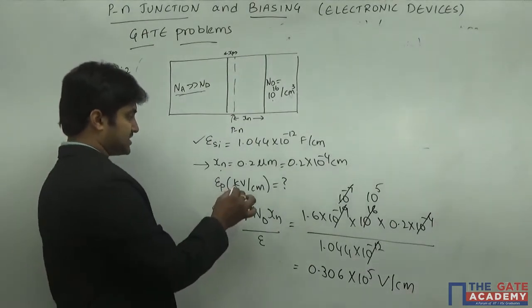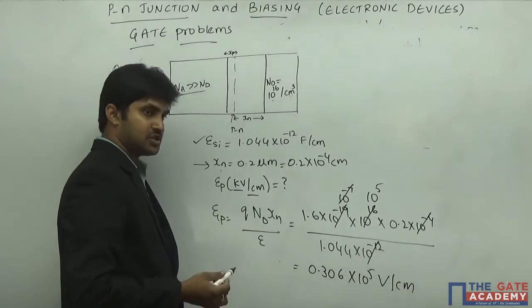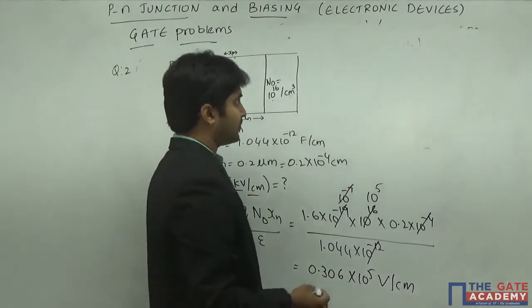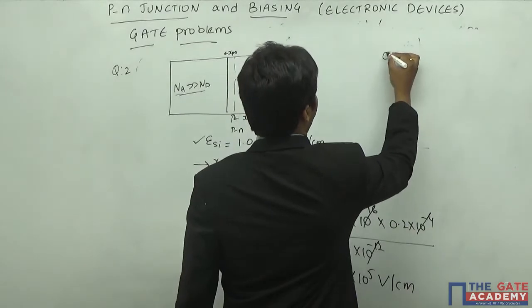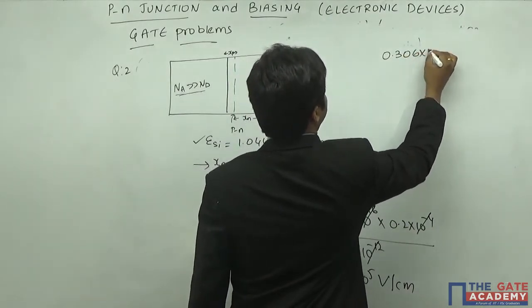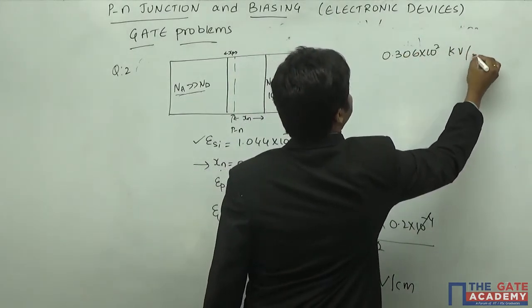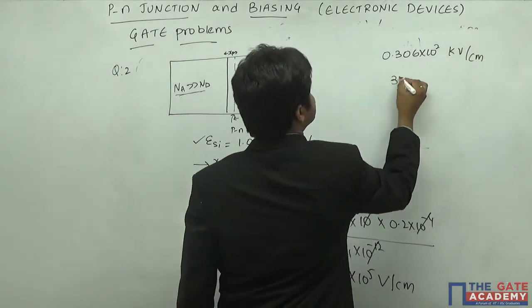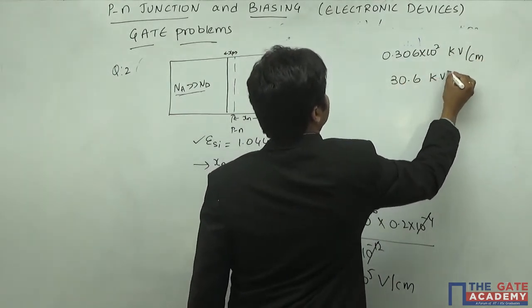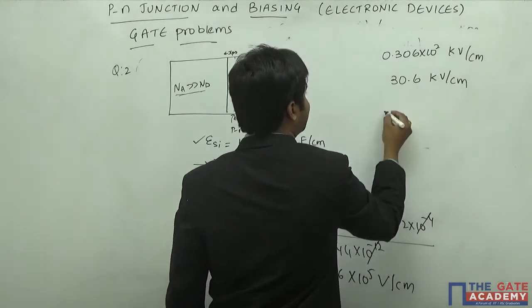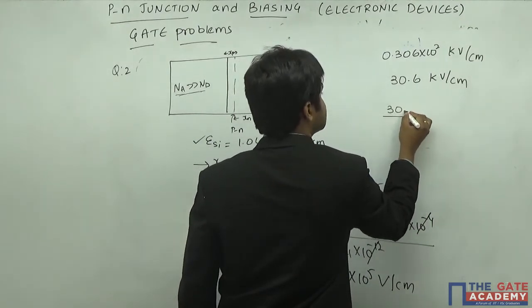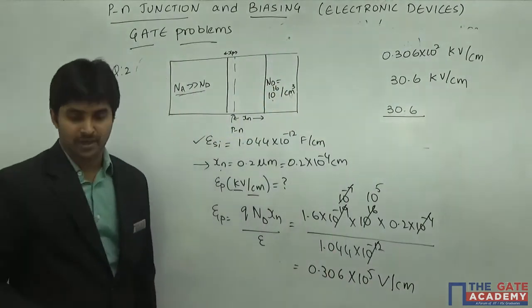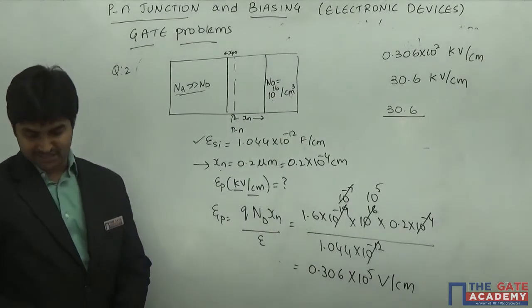See, in the question what is asked here is kilovolts per centimeter. So I want to write in terms of kilo. If I write in terms of kilo, it is going to be 0.306 into 10 square kilovolts per centimeter, which I can write as 30.6 kilovolts per centimeter. So you have to write the answer, the fill in the blank, as 30.6. Okay, so 30.6 is the right answer.